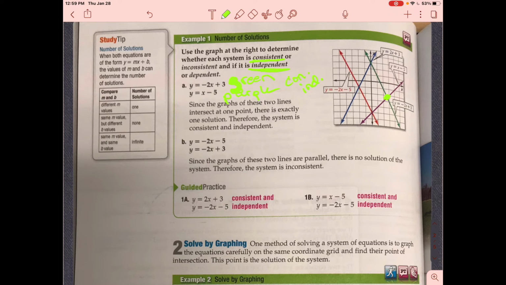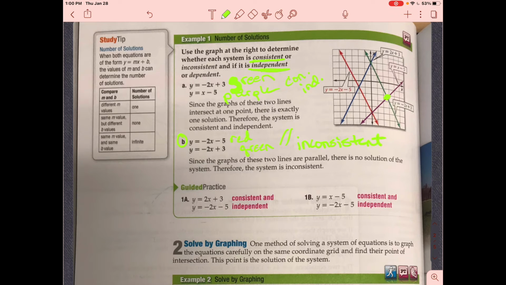Okay, and in situation B, we have y equals negative 2x minus 5. And you'll notice that that is red. And negative 2x plus 3, you'll notice that that is green. Okay, the green line and the red line are parallel like railroad tracks. They do not cross, and so we will say there is no solution. We will say that it is inconsistent.